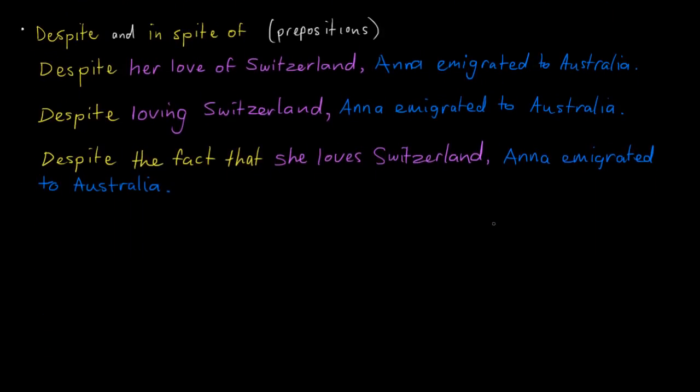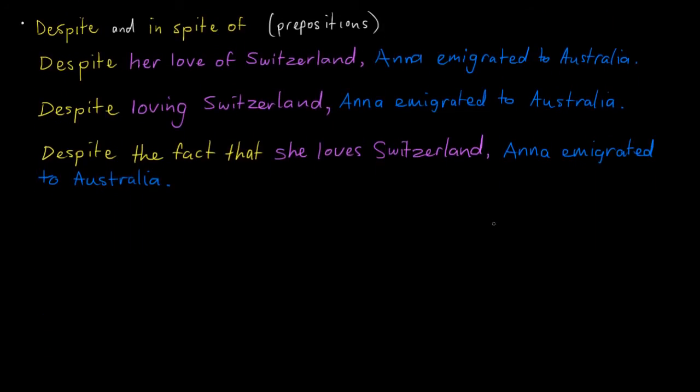These are actually prepositions, although that's a fairly technical point because they look like conjunctions. Despite her love of Switzerland, Anna emigrated to Australia. The grammar here is fairly important, because what we have here actually is a noun. Her is just a determiner, just saying who possesses the love. So it's really despite love of Switzerland that we're saying here. So this is a noun.